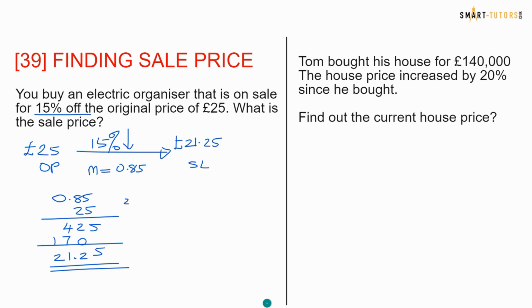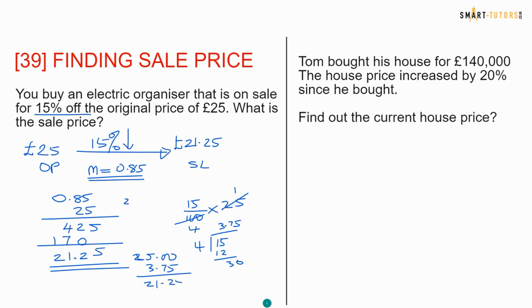So you can do the multiplier method, or you can find the 15%. Say for example, 15% means 15 over 100 times 25. So 25 goes into 100 four times. 15 over 4 is going to be 3.75. So you take away £25 take away 3.75, you will get the same 21.25. So you can do either method, but being familiar with the multiplier method is much easier. 15% discount means 100 take away 15 is 0.85.